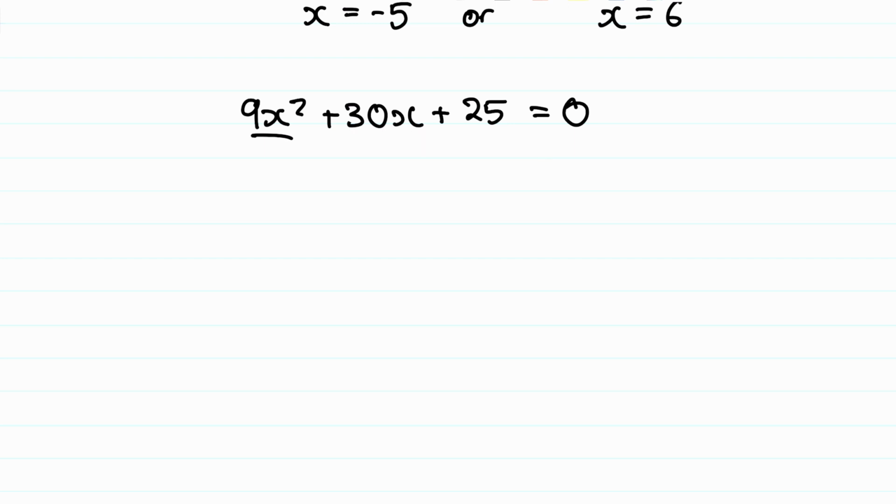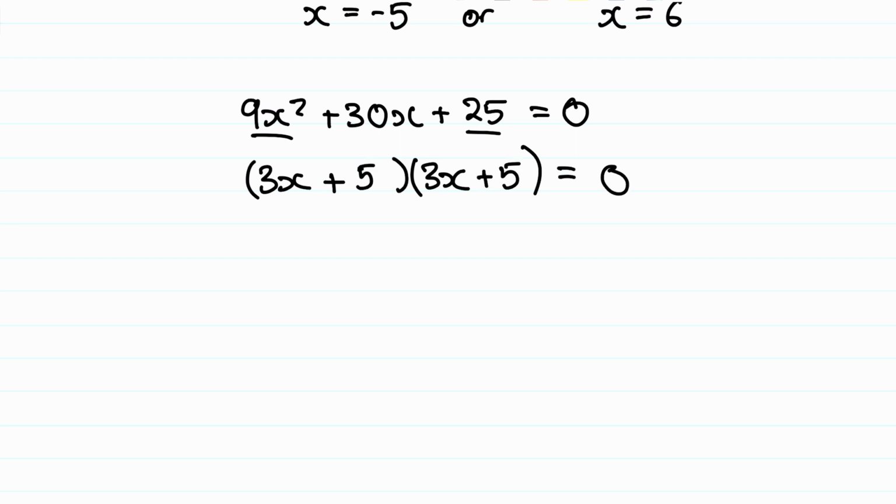So if we had 9x squared, we know if we were to factorise this into brackets, that would have a 3x at the start of each bracket. And I'm just going to guess here, because we have a 25 at the end, that both of these brackets are plus 5. If we work this out, we have 3x multiplied by 3x, which gives us our 9x squared, and then 3x multiplied by 5 plus another 3x multiplied by 5. So that's two lots of 15x, which gives us our 30x, and then these two 5s at the end multiply to 25. So we can see that this factorisation is correct.